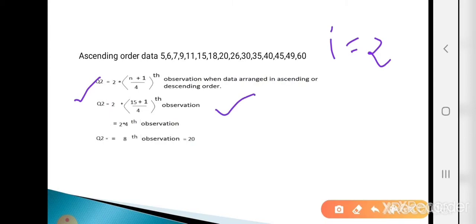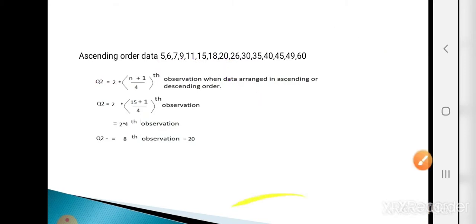So 15 plus 1 is 16. 16 divided by 4 is 4. So 4 times 2 is the 8th observation. So which one is the 8th observation here? So 1, then 2, 3, 4, 5, 6, 7, 8. The 8th value is 20. So here the Q2 value is 20.